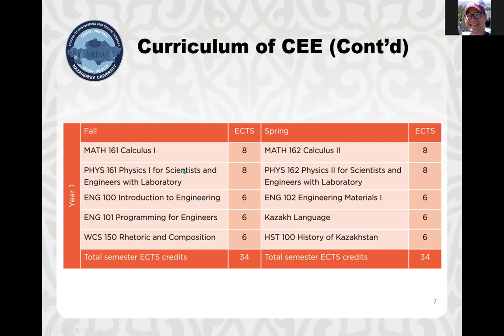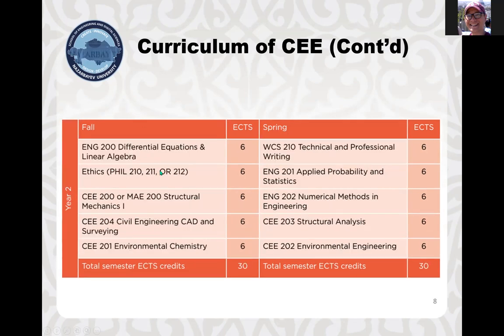Think about it, our department name is civil and environmental engineering. Engineering is related to mathematics, physics, and programming. Also, you can see here rhetoric and composition. Whenever you present your idea to somebody else, you need to deliver it with a good presentation or document. That is the reason why you learn some rhetoric and composition in the year one program.